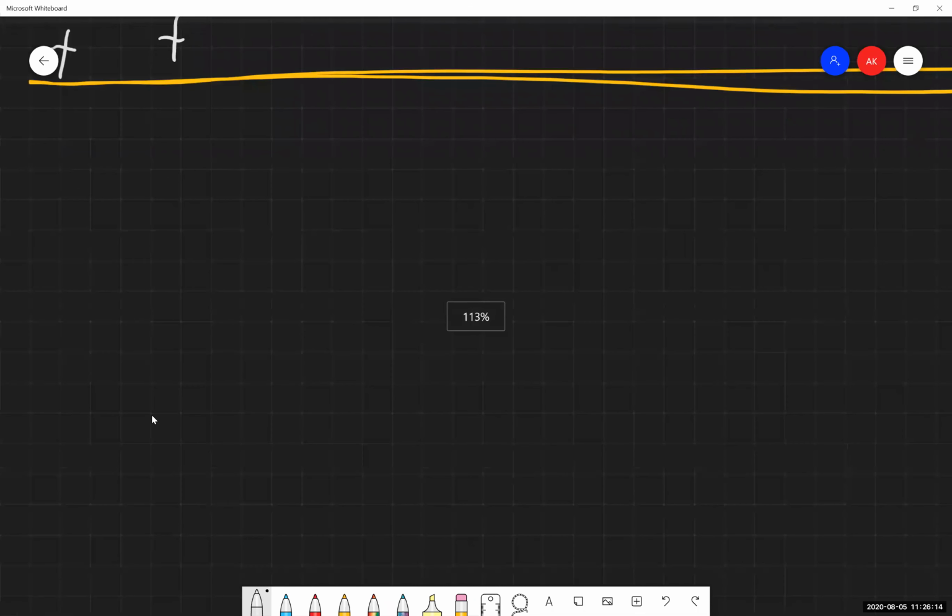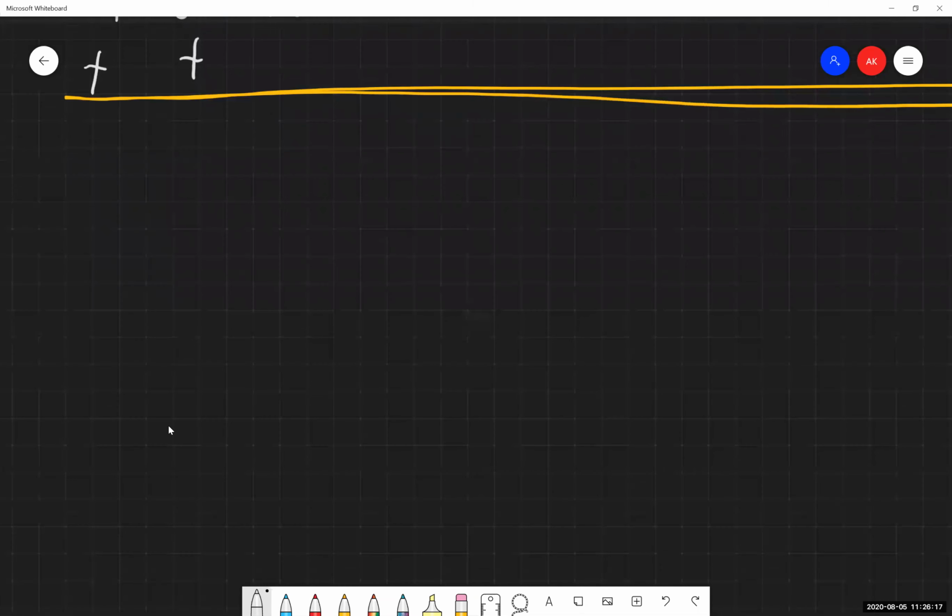Okay. There we go. I get my other screen adjusted here so I can actually see the problems that we're working with. Okay.